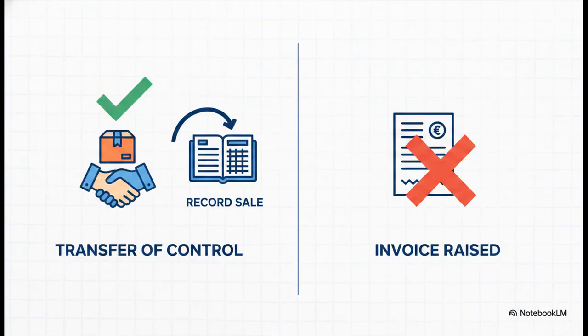Let's zoom in on that inception moment. Imagine you ship a product on the 30th, but your billing team doesn't actually generate the invoice until the 2nd of the next month. Here's the crucial point. The trigger for your debit to accounts receivable and your credit to revenue happens the moment control transfers, when the goods are delivered or the services are performed. It does not happen simply when billing finally gets around to raising the invoice. Honestly, getting this timing wrong is one of the most frequent cutoff errors we see at period end.